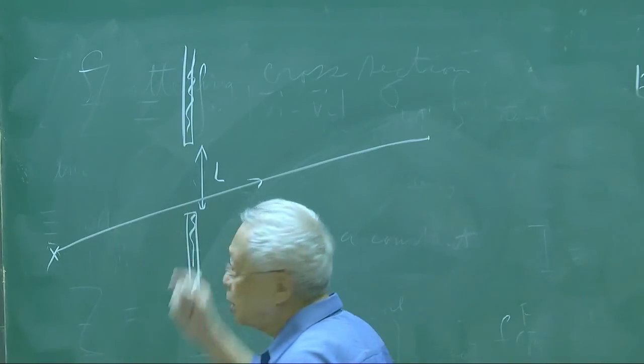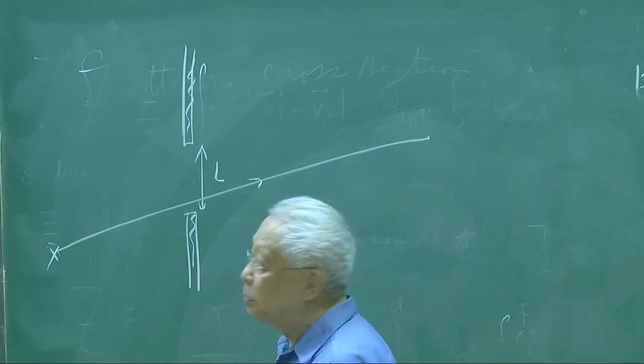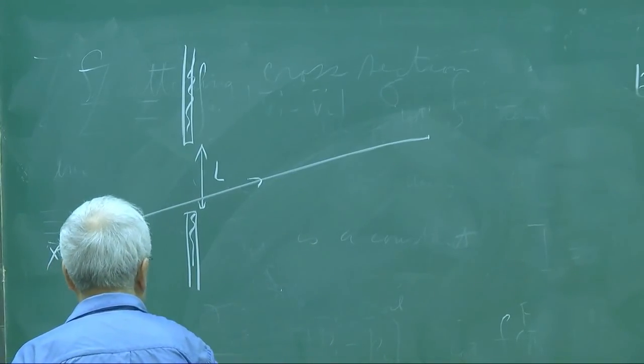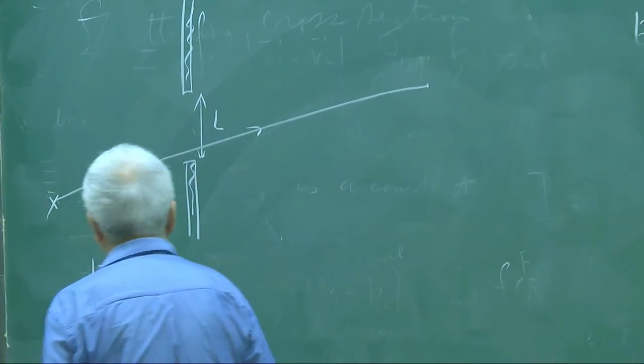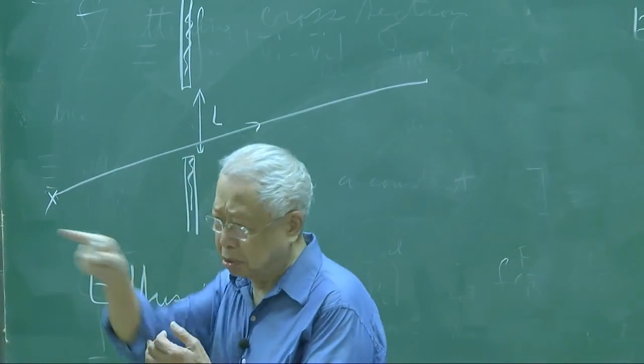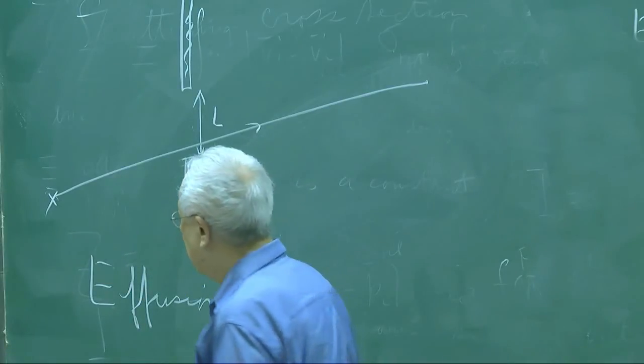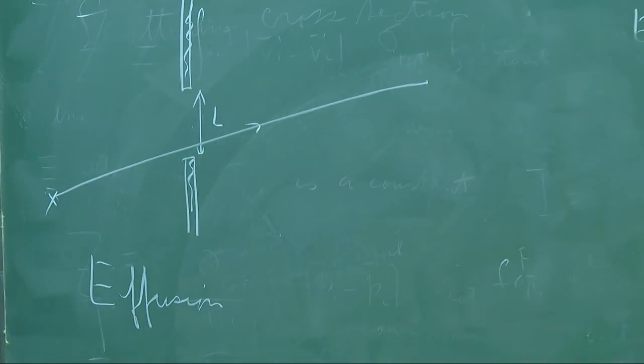And when the gas goes through such a hole, this process is called effusion. It doesn't flow through, they just go through. And the last scattering is on the other side. And we can compute the rate of effusion very simply. The number of atoms crossing this hole per unit area per second is called a flux.